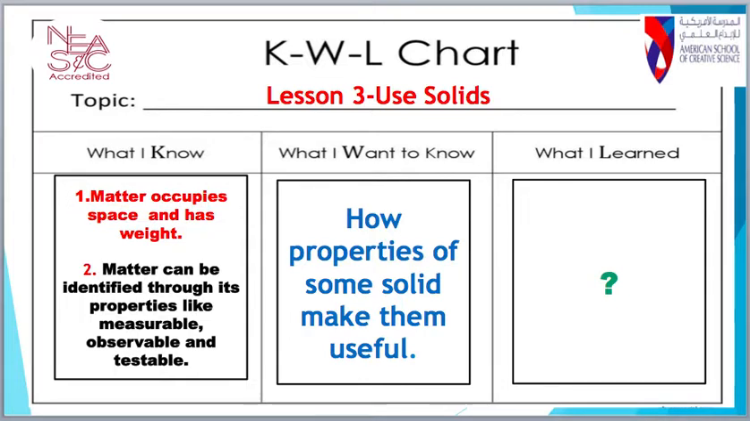KWL chart. What I know already: we already covered that matter occupies space and it has weight, and matter can be identified through its properties, like measurable, observable, and testable. So I can measure it, I can observe it, and I can test it. What I want to know today: how the properties of some solids make them useful. And what I learned, this is what we will talk about at the end of the lesson, what we have learned today from this whole lesson.